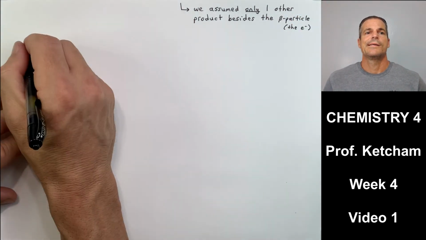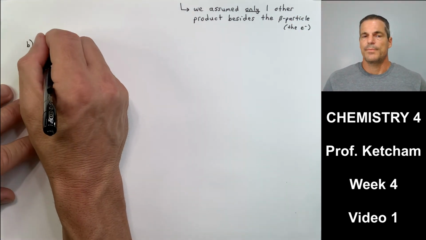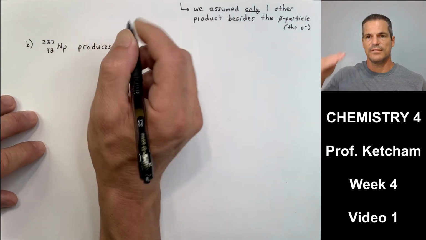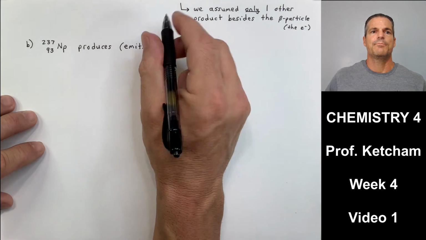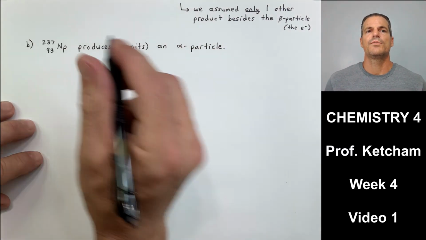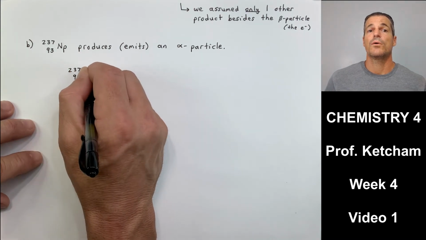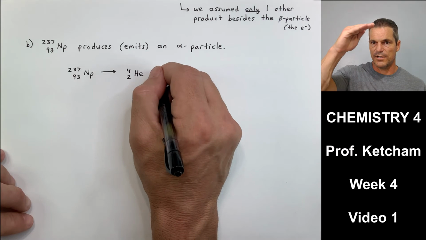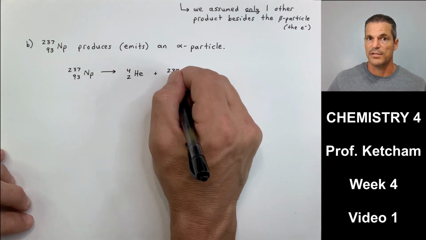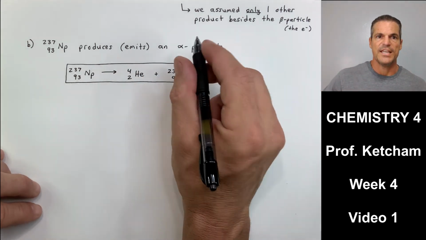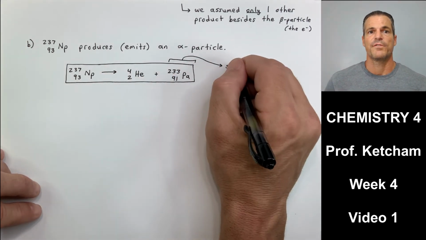Okay. Let's do another example. We have 237-93 Np. I believe this is neptunium. So this is neptunium-237 produces or emits an alpha particle. Remember, a beta particle is a 0 minus 1 e, an electron. Alpha particles are the 4-2 He. Okay, so that's what I've written there as my first product.